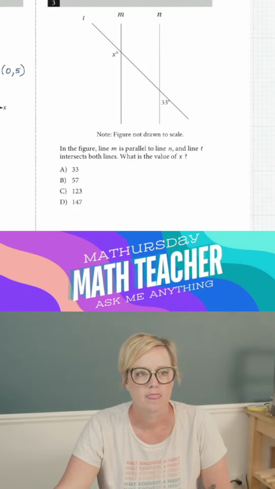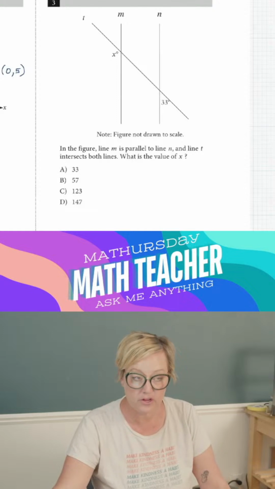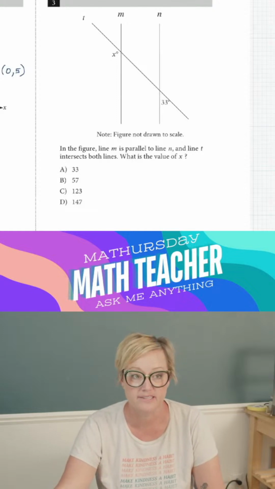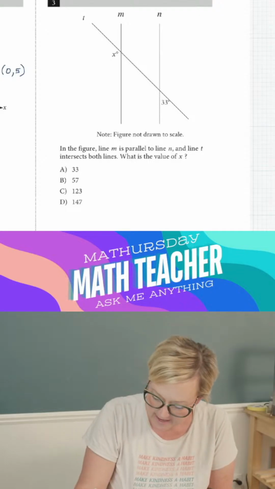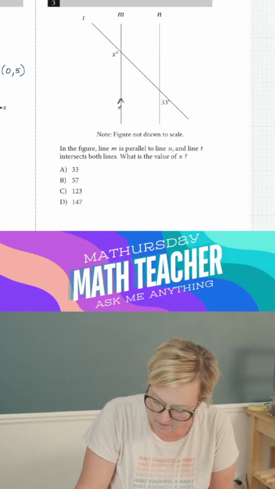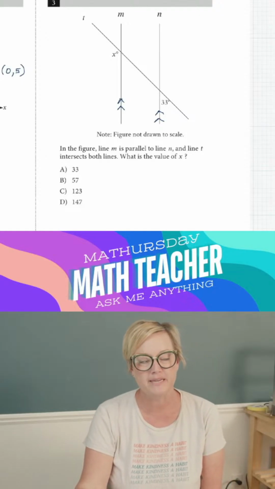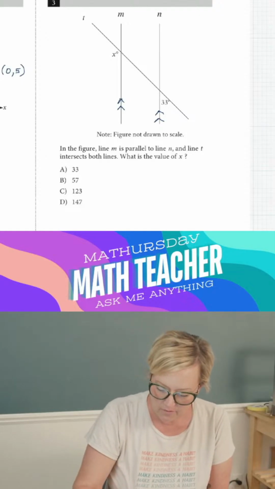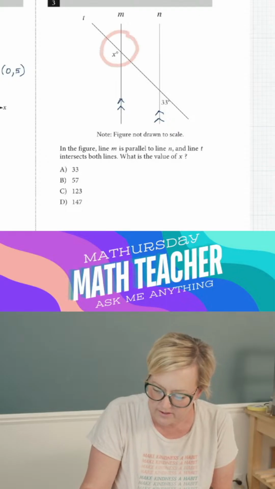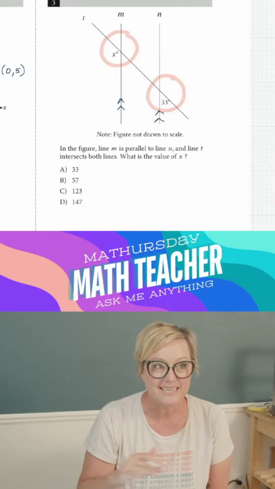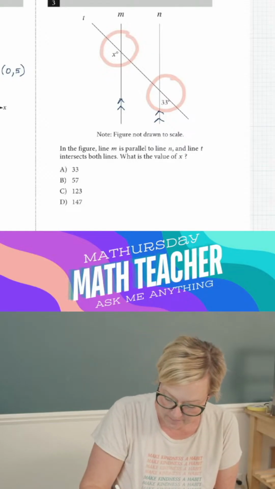Okay. All right, so let's take a look at this one. So we've got some parallel lines going on here. So line M is parallel to line N. So I'm just going to go ahead and mark that as being parallel. Now, when we have parallel lines, what happens is now we've got two intersections. These two intersections are identical, okay? They are identical to each other.